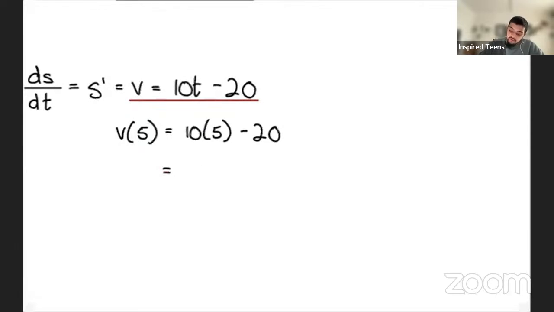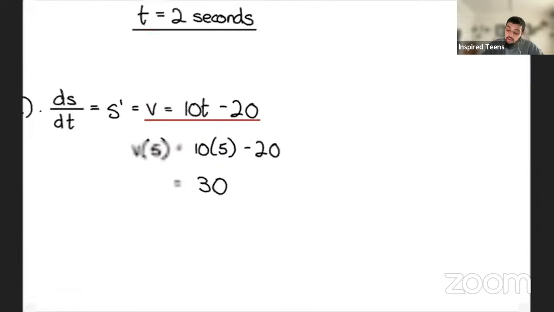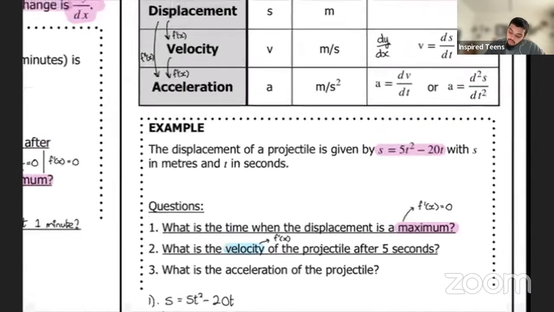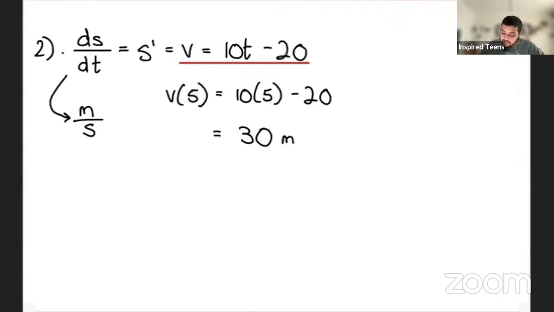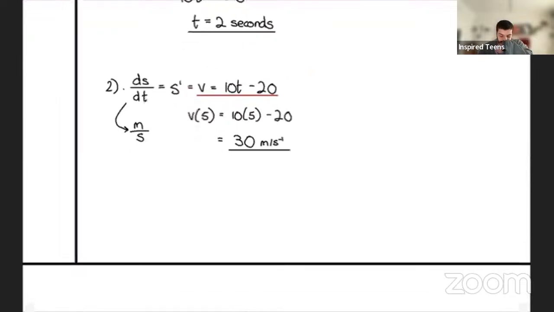What's our units for velocity? It's simple. We just have to see what's our units for distance, meters, and what's our units for time, seconds. Deriving S in terms of t is like having meters, the displacement, over time in seconds. So it's meters per second to the -1. This is the velocity at 5 seconds. It's 30 meters per second.